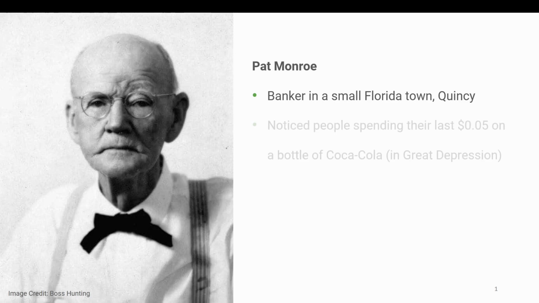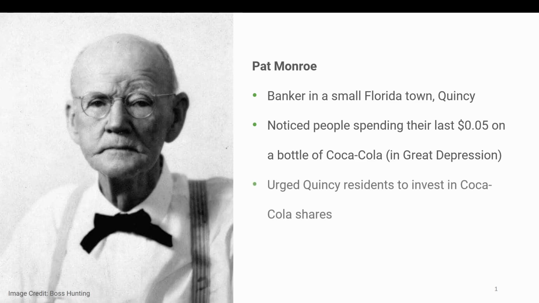This is Pat Monroe. Pat was a banker from a small town named Quincy during the Great Depression era. Now, Pat noticed something strange happening. He noticed people would spend their last 5 cents on a bottle of Coca-Cola instead of something a little more essential. He used this knowledge to convince the residents of this small town to invest in Coca-Cola shares. Now, this investment grew to large sums.